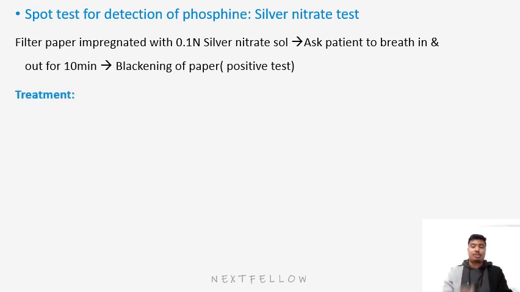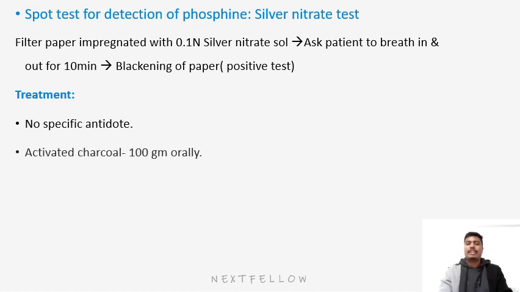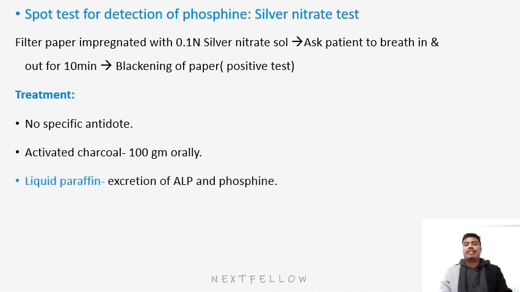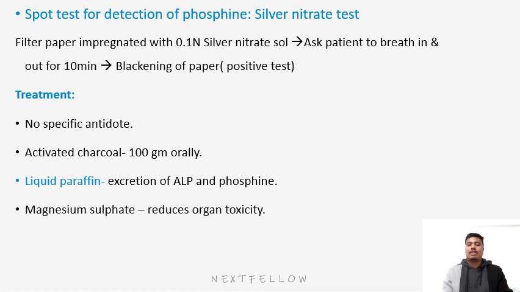Now the treatment for phosphine poisoning. Basic general treatment is done, like stomach wash with potassium permanganate solution, gastric lavage, but there is no specific antidote. Activated charcoal is given to absorb phosphine. It is given as 100 gram orally, and liquid paraffin is used. It helps in excretion of ALP and phosphine, that is aluminum phosphide and phosphine. Magnesium sulfate reduces organ toxicity. It corrects hypomagnesemia and arrhythmias.